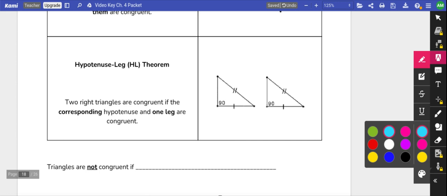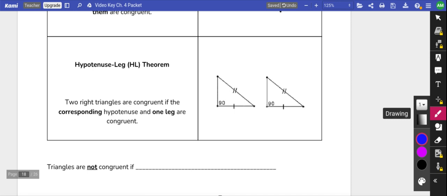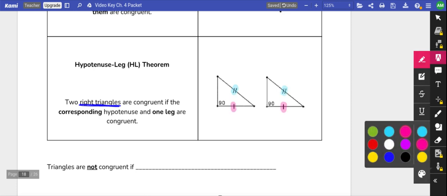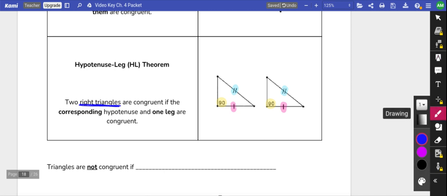And the last one says hypotenuse leg. So this one says two right triangles are congruent. So hypotenuse leg is only in right triangles because only right triangles have a hypotenuse. So they're congruent if the corresponding hypotenuse and one leg are equal. So here is my corresponding hypotenuse. Here is a leg. But notice that I still have a third piece of information here. That third piece of information that I need is that it's a right triangle.